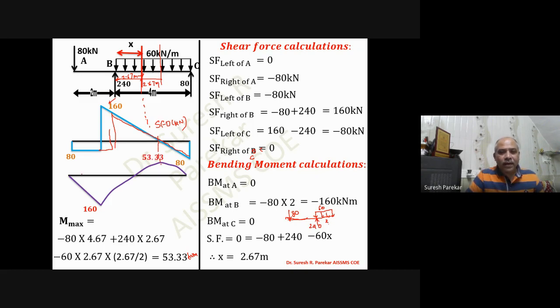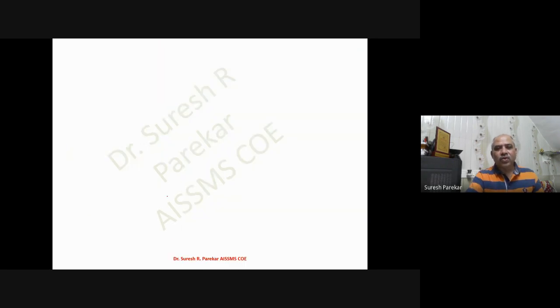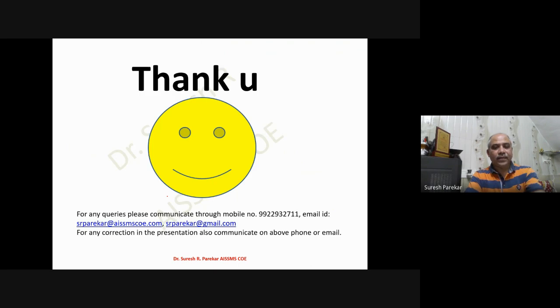You can see the polynomial function: x to the power 0, then x to the power 1, here x to the power 1, and x to the power 2. So likewise, we have to go for polynomial functions of the BMD. So we have this as the BMD in kilonewton meter. Likewise, you have to plot the bending moment diagram. So today we will stop here only. Thank you.